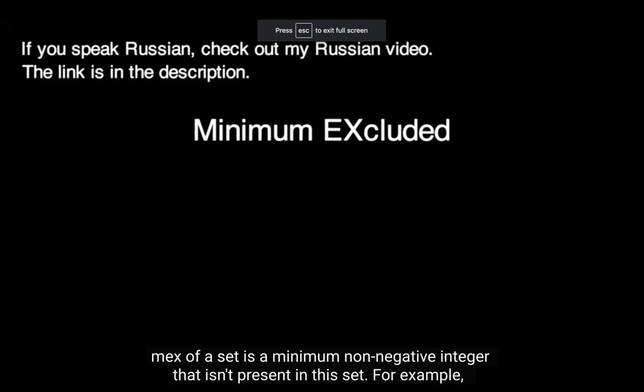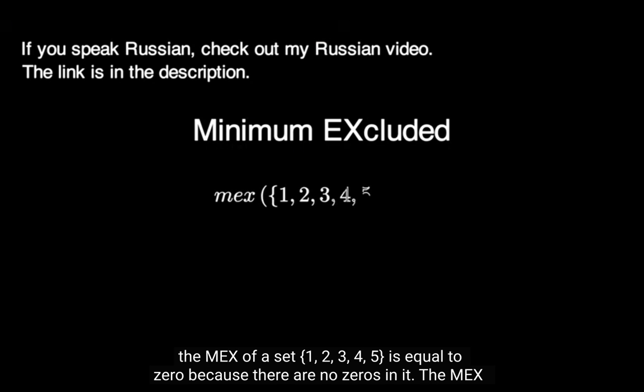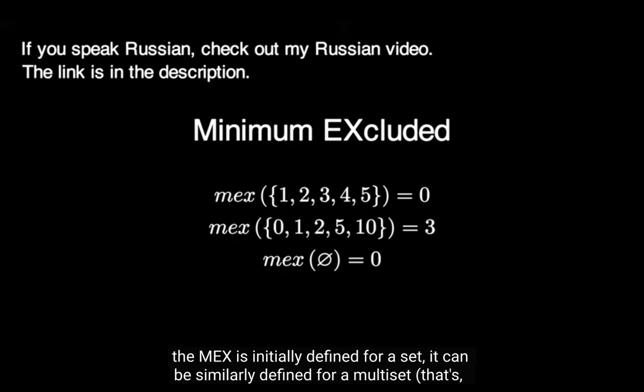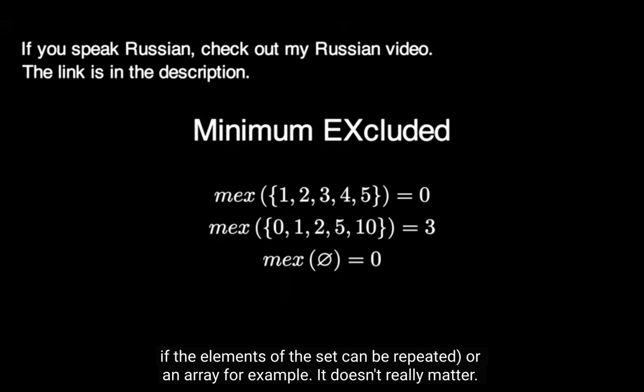For example, the mex of a set 1, 2, 3, 4, 5 is equal to 0 because there are no zeros in it. The mex of a set 0, 1, 2, 5, 10 is equal to 3, and the mex of an empty set is equal to 0. Although the mex is initially defined for a set, it can be similarly defined for a multiset, that's if the elements of a set can be repeated, or an array, for example. It doesn't really matter. Let's learn how to find the mex of a given array efficiently.